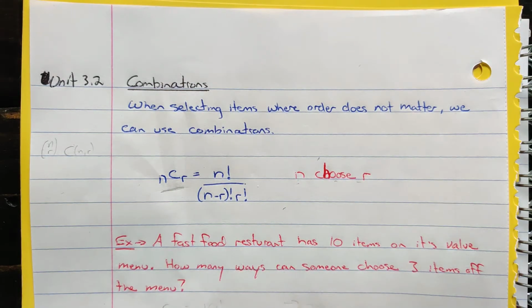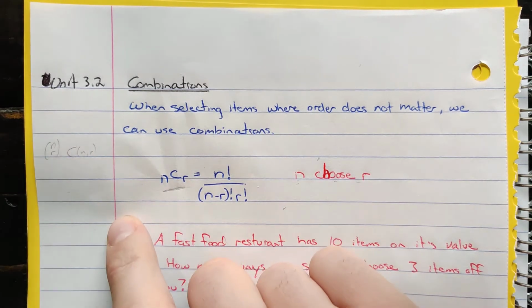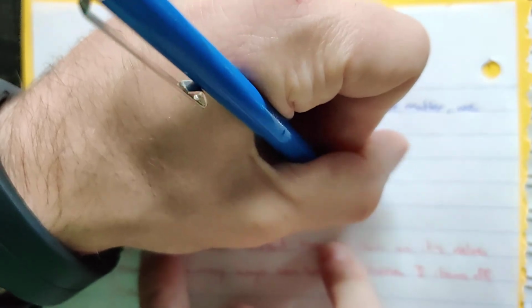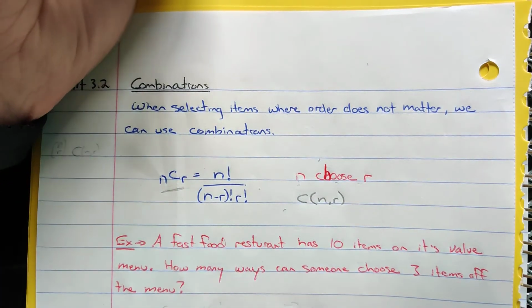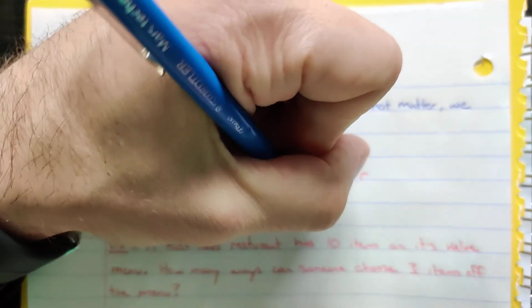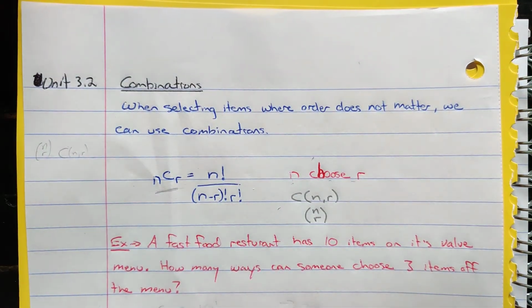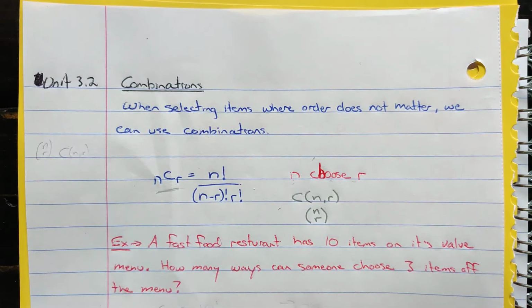Formulaically, we'll see the nCr button on your calculator. You might also see it in one of two other ways. One is similar to the permutations notation with the brackets, like this. The other way you might see it is in brackets with the n stacked over the r. Both of these are other ways you may see combinations noted.